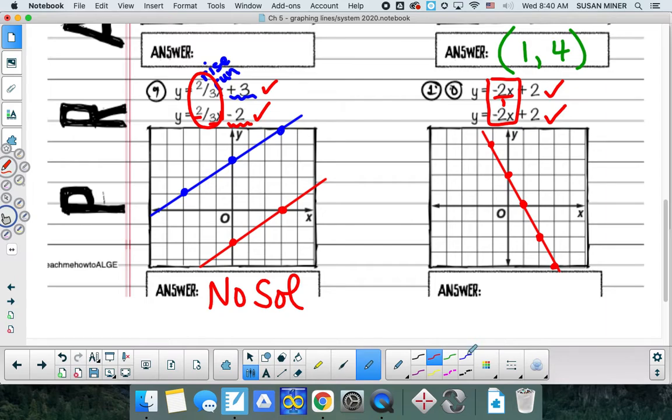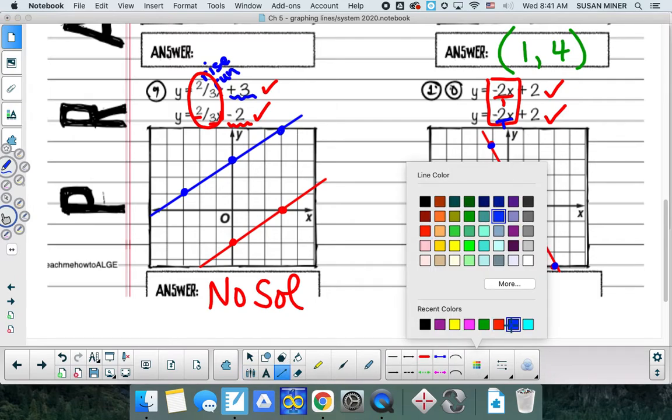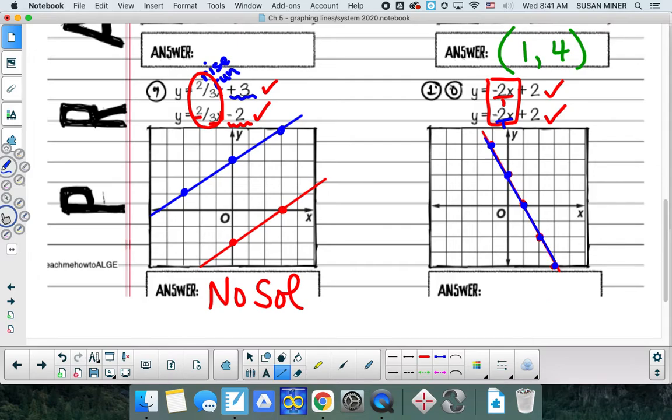My next line is a line that's going to go on the exact same place, right? My slope and my y-intercept are the same. And so these two lines are just right on top of each other. So these two lines are infinitely many solutions. They have the same slope, they have the same y-intercept, so they are identical lines. And that means that every point they have in common, they will have infinitely many solutions.